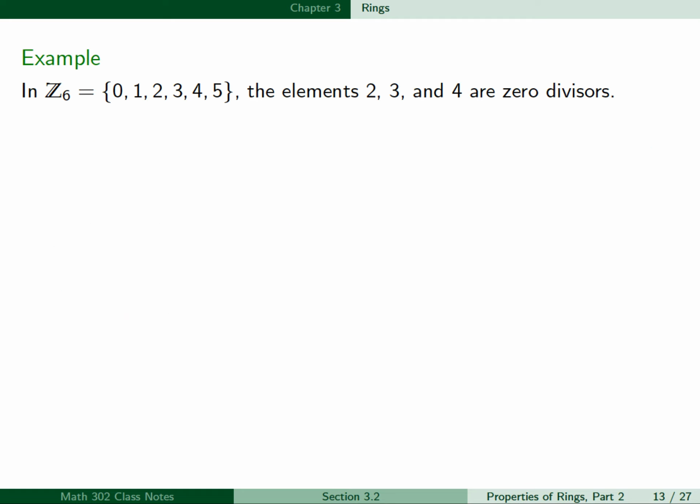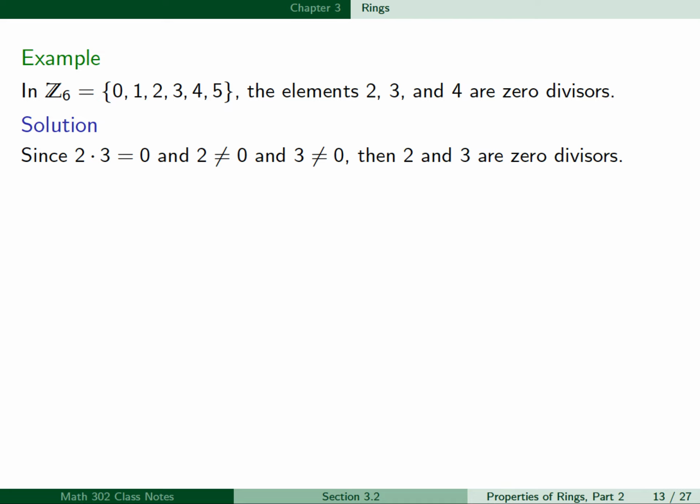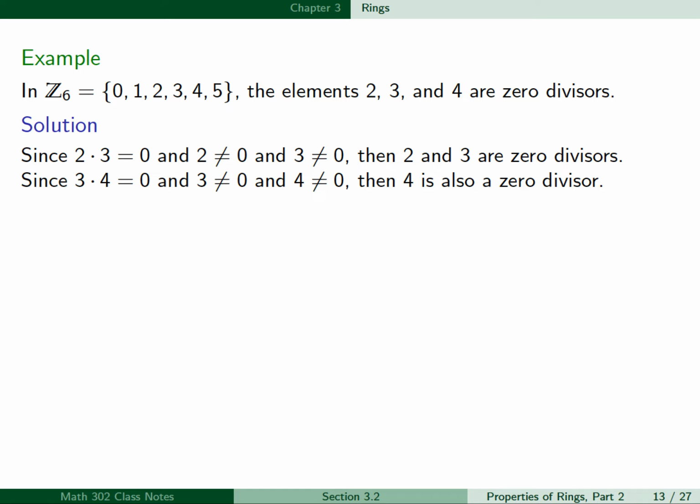For an example, in Z sub 6, the elements 2, 3, and 4 are all zero divisors. And we can see that since 2 times 3 is 0, and 2 is not equal to 0, and 3 is not equal to 0, then according to the definition, 2 and 3 are both zero divisors. Since 3 times 4 is 0, and 3 is not equal to 0, and 4 is not equal to 0, then 4 is also a zero divisor.